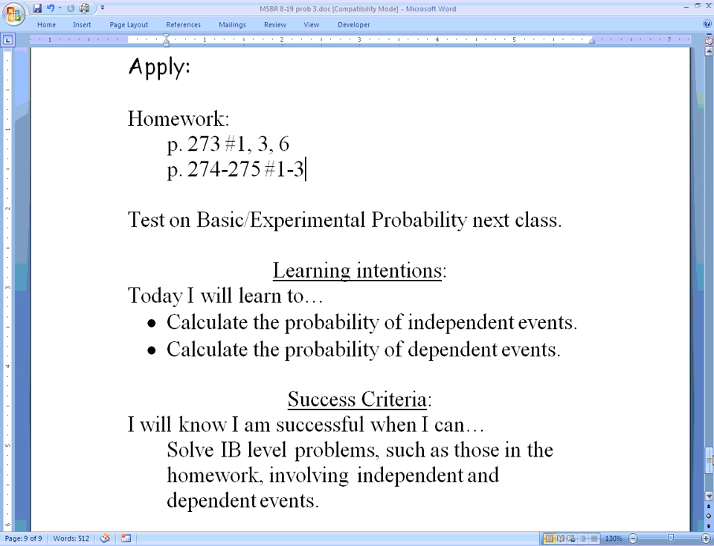From the book, we've got a handful of problems that I recommend taking a look at. On page 273, problems 1, 3, and 6. And then on page 274 to 275, problems 1 to 3. We're going to take a test on basic or experimental probability next class. So that would be like the handouts that we got on our very first lesson, dealing with given data and creating probability based on that.